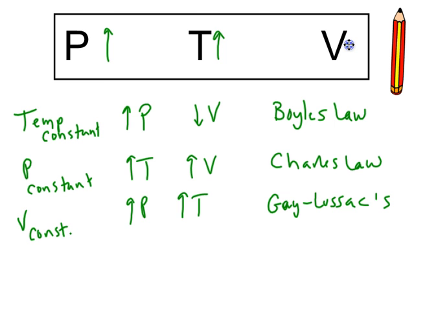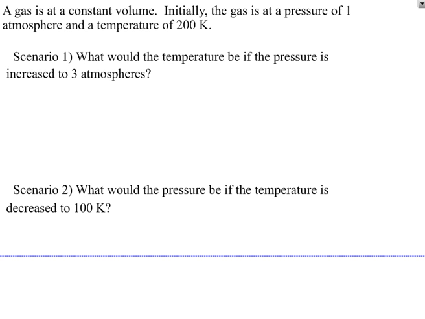All right, so let's take a look at some specific examples here. We have a gas at a constant volume. So there's some clue words right there. Initially, the gas is at a pressure of 1 atmosphere and a temperature of 200 Kelvin. We're going to approach these problems today without a calculator because I really want you to understand mentally what's going on without being dependent on calculator work.